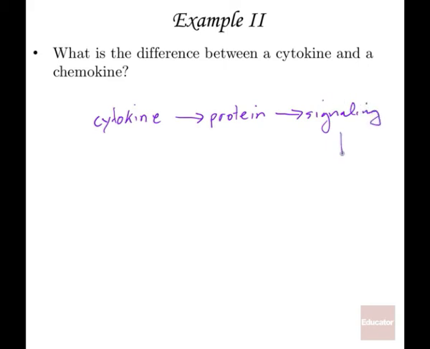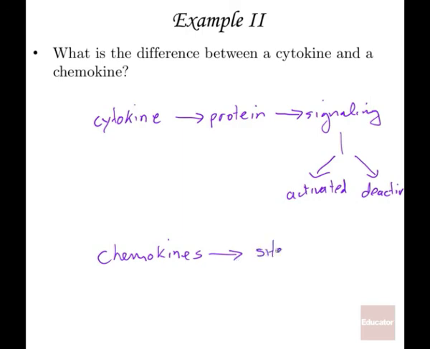So they cause cells to either become activated or deactivated. Chemokines, remember, are the molecules that actually are attractants. So when chemokines are secreted at the site of infection, what that chemokine does is it's a call to action for all these other immune cells. It says this is where the infection is, and we are calling you to action.